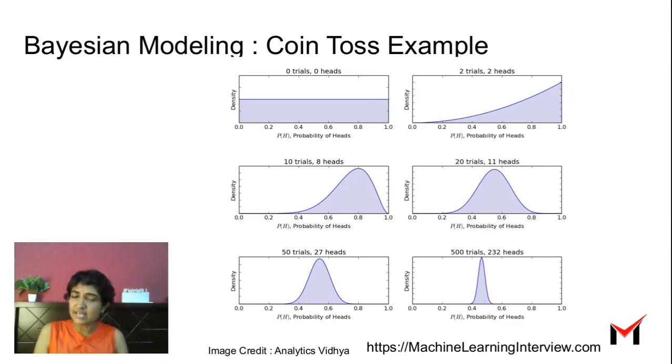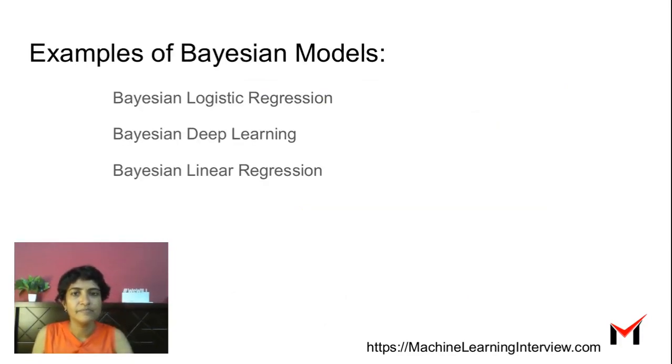Now, what we see here though is that when we have 500 trials, this PDF is very peaked, or the variance is very low, which means we are more confident when we look at this PDF, as opposed to when we had 10 trials where the variance is much higher, right? So this is an example of how Bayesian modeling can help here for the coin toss example.